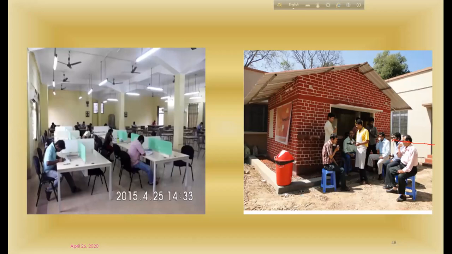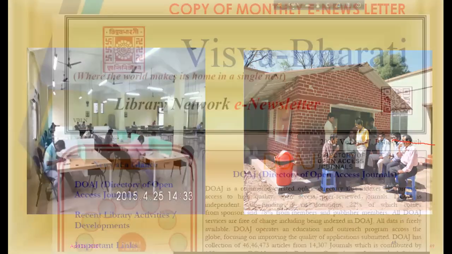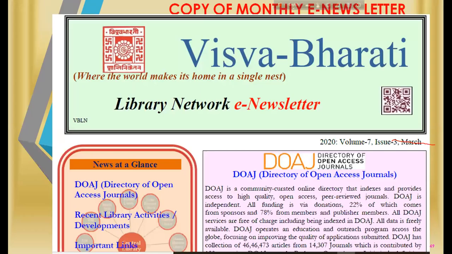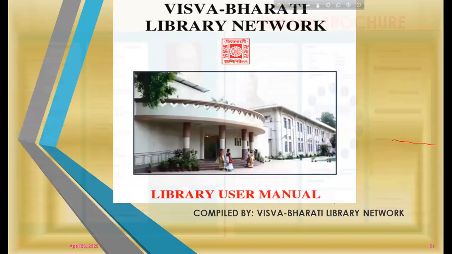And this is the first page of last month's newsletter. You see, last month our agenda was due. And this is our library brochure. And this is the front page of the library users' manual. It is available in hard copy in the library reference section, and the soft copy is also available on the library homepage.